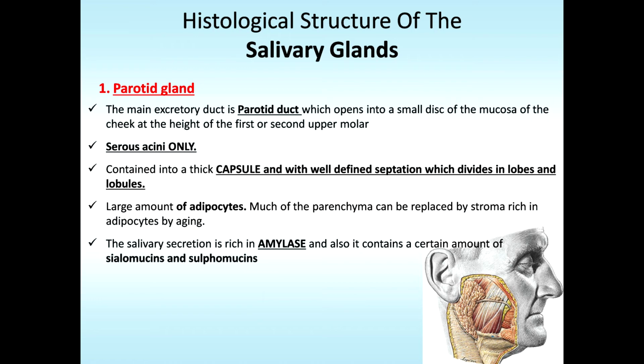The parotid gland only contains serous-secreting acini. This saliva is very rich in amylases, but it also contains a certain amount of sialomucins and sulfomucins.